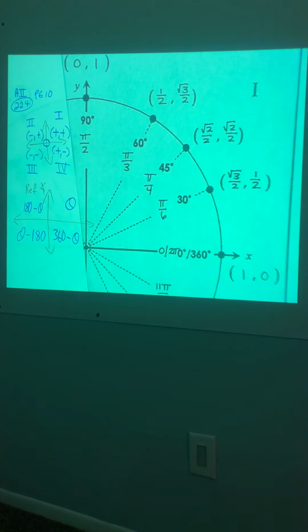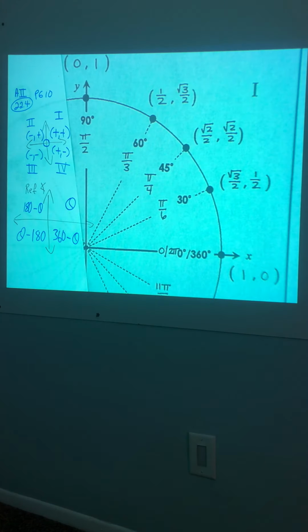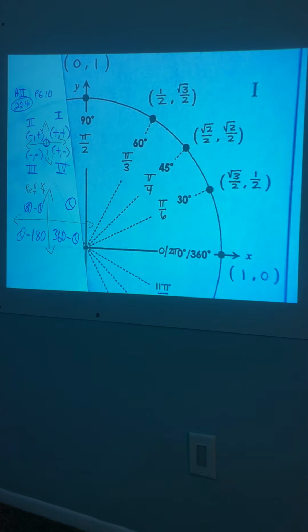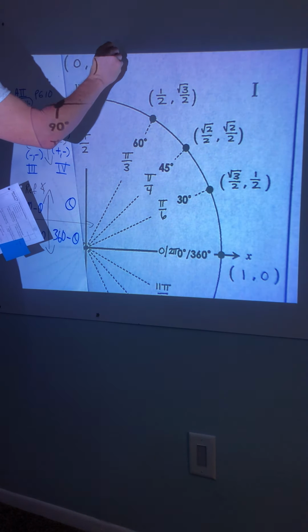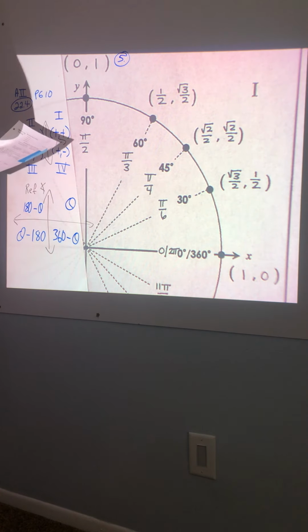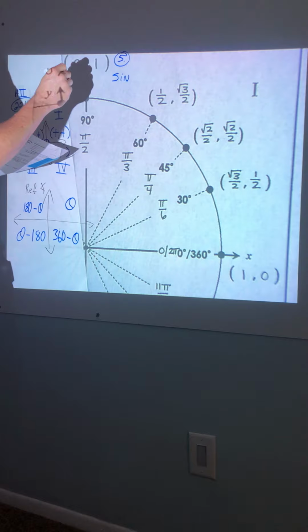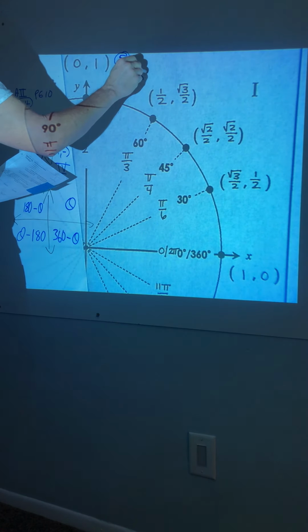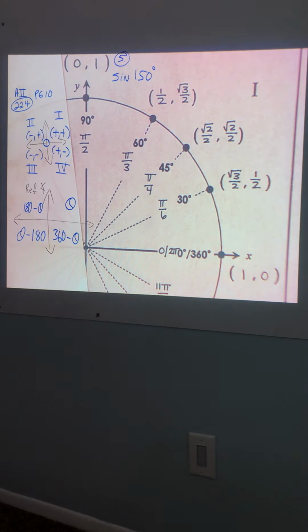We're going to change the angles on you. We're on page 10, and we're going to use the whole reference angle and see if we can get these answers. Let's just start with number 5 on the worksheet. Number 5 says I want the sine of 150 degrees. We're on number 5 on page 10.